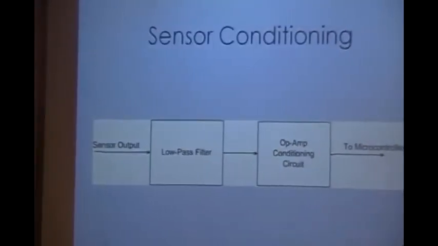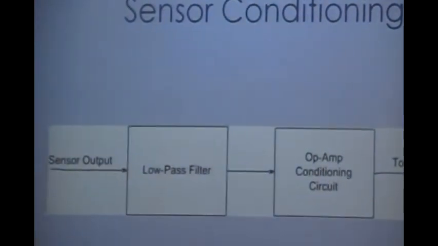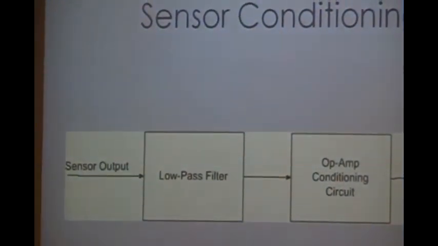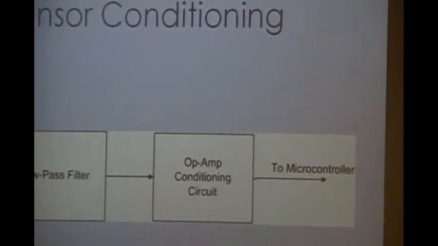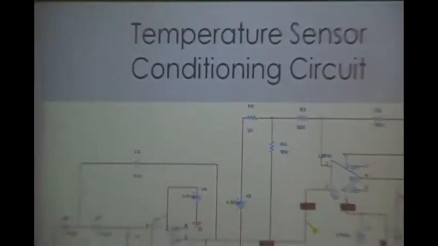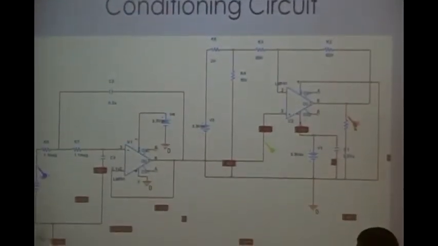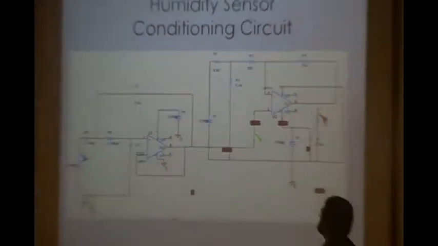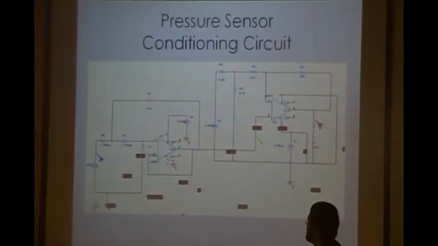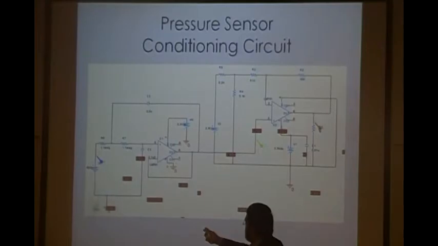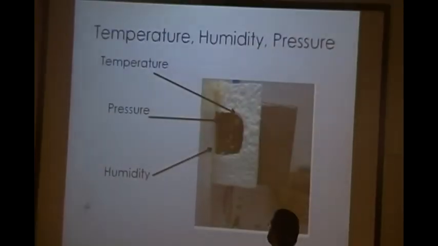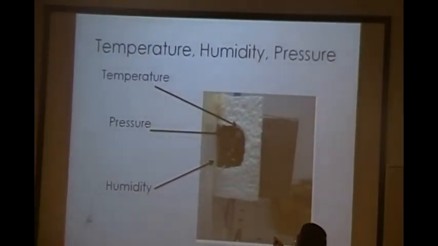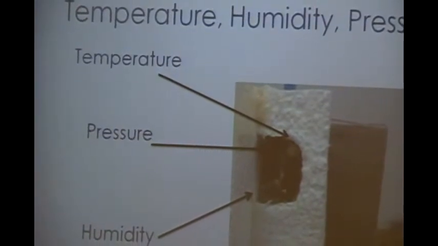And the sensors have various ranges which do not match the full ADC range of a microcontroller. So we had to use op-amp conditioning circuits to stretch out their ranges. And also we use low-pass filters to filter out any noise. And this is an example of the temperature sensor conditioning circuit, humidity sensor conditioning circuit, pressure sensor conditioning circuit. All of these have a low-pass filter and then a non-inverting op-amp circuit to stretch out the range. This is the implementation of the temperature, pressure, and humidity sensor into a box.